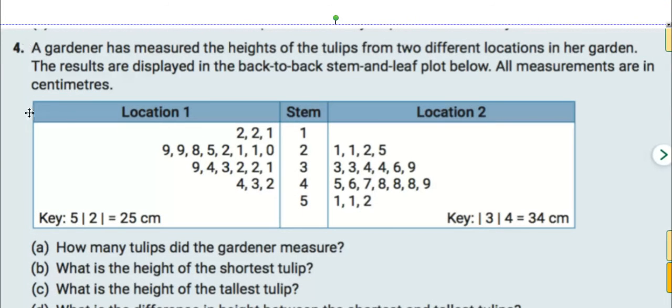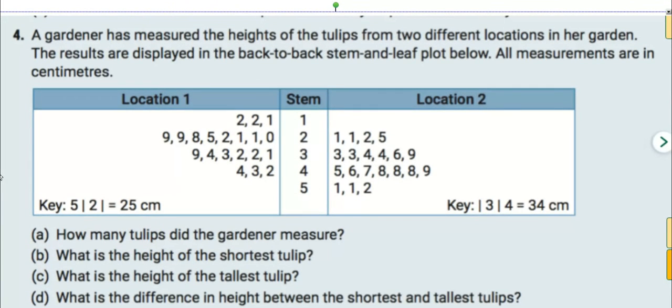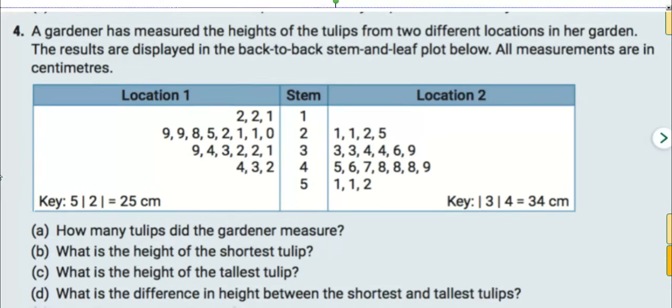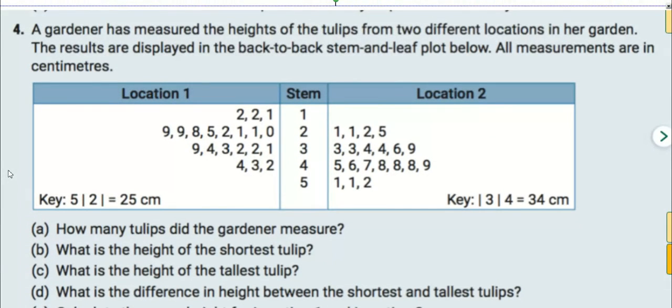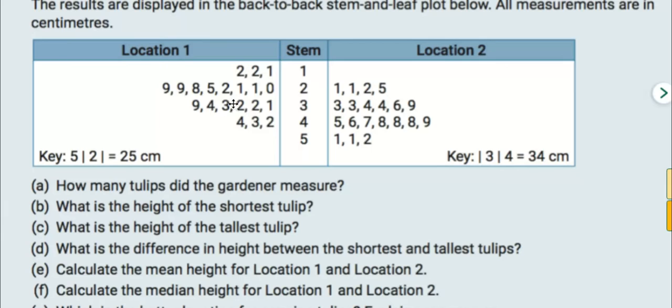All right, gents, this one. A gardener is measuring the height of flowers in his garden. How many tulips did he measure? Well, he measured different amounts in different locations. In location 1, how many did he measure? And in location 2? So there are 20 different measurements in each one. That's 40. Which is the shortest tulip? 11 centimeters. Which is the tallest one? 52 centimeters. What's the difference in height between the shortest and tallest? It's 52 take away 11, which is 41.